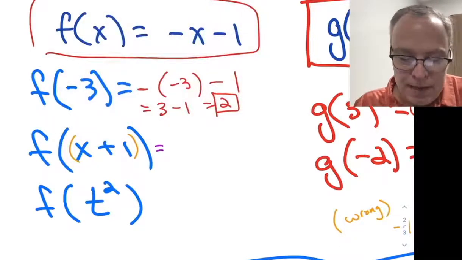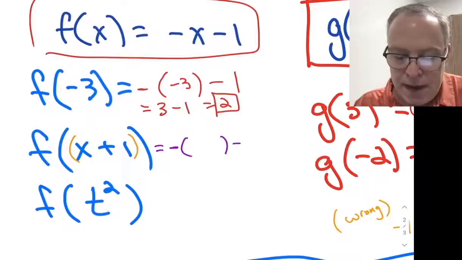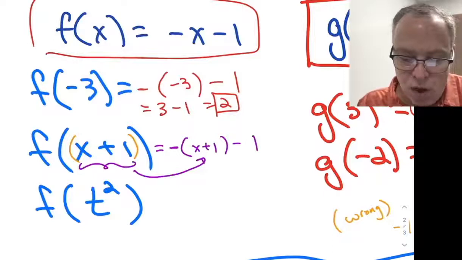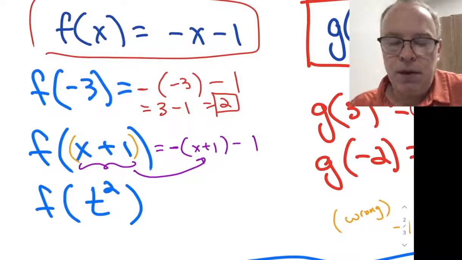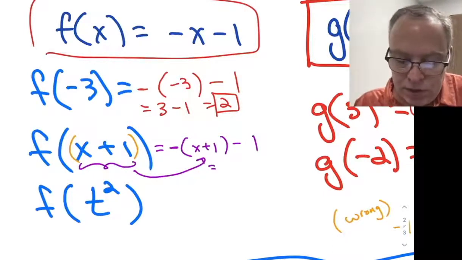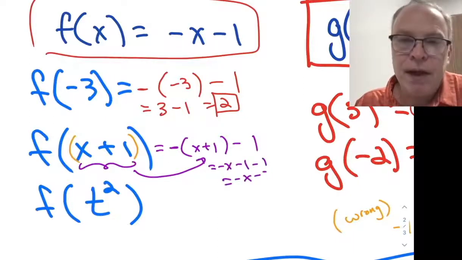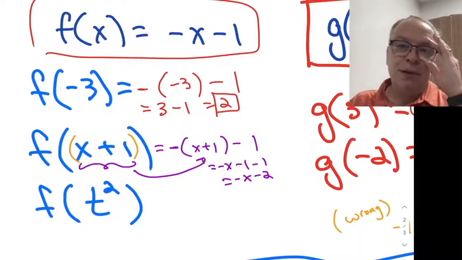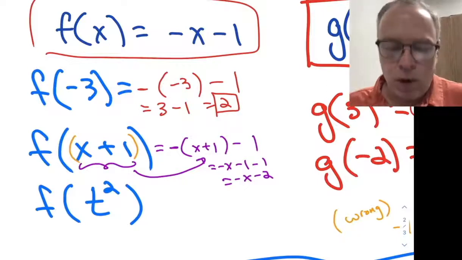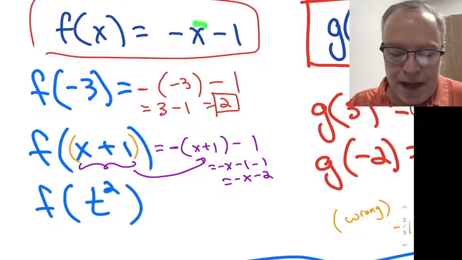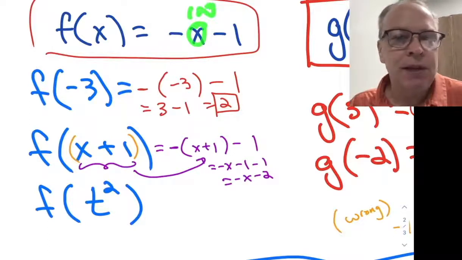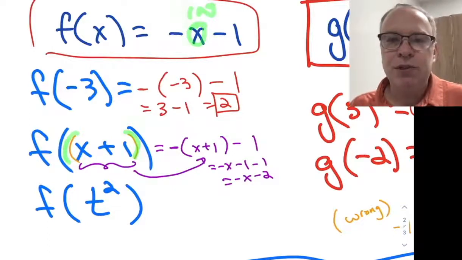So this would be the opposite of the input minus 1, and this time we are putting x plus 1 in there. And then of course we could simplify this. Negative x minus 1 is negative x minus 2. Negative x minus 2. All right, so that's a wee bit confusing, but once you realize that this x is simply your input, that's where you put things in. Normally we put numbers in, but we can even put expressions in.